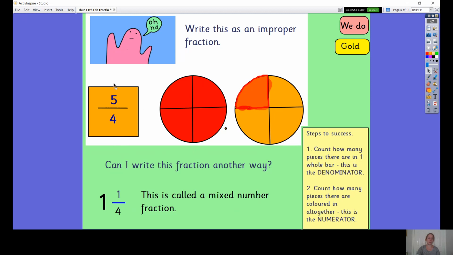So it can be as an improper fraction there, where you just count how many each whole has, and then how many are coloured in. Or it can be how many whole ones are coloured in and then how many leftover bits. Okay, so that's called an improper fraction here. And this one is called a mixed number fraction. You can see why it's called a mixed number fraction, because it's got whole numbers mixed with fraction numbers. So it kind of makes sense, doesn't it? That's called a mixed number fraction.